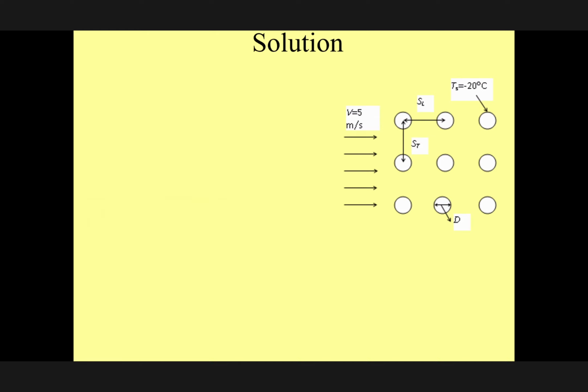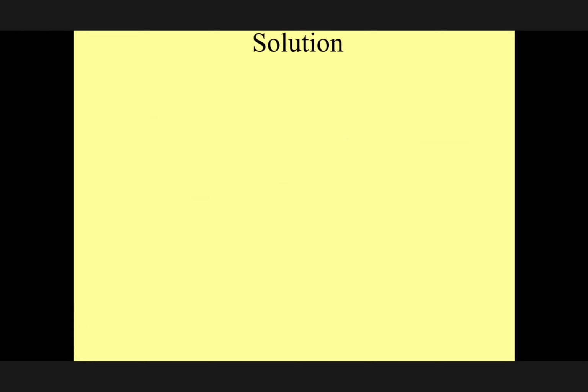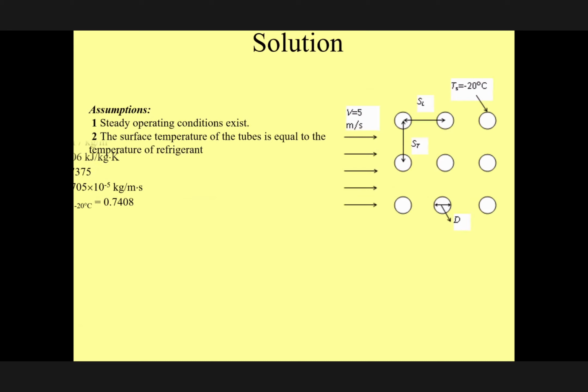Let's go back again. Just remember, the temperature of the tube was -20, and the air is coming in at 0 degrees. Therefore, the leaving temperature cannot be less than -20, okay? Therefore, it has to be between 0 and -20. So we select a temperature and we try to verify that assumption. And that's exactly what we did here, okay?